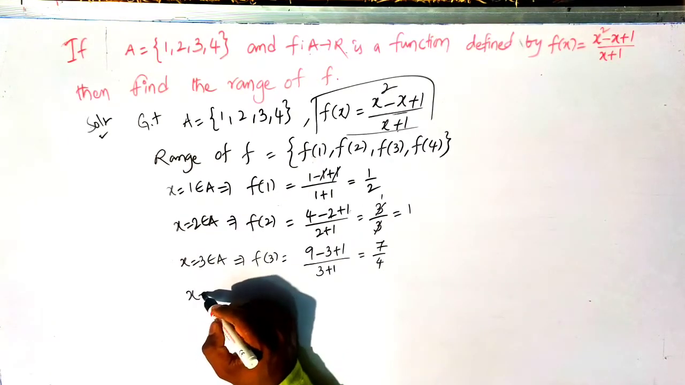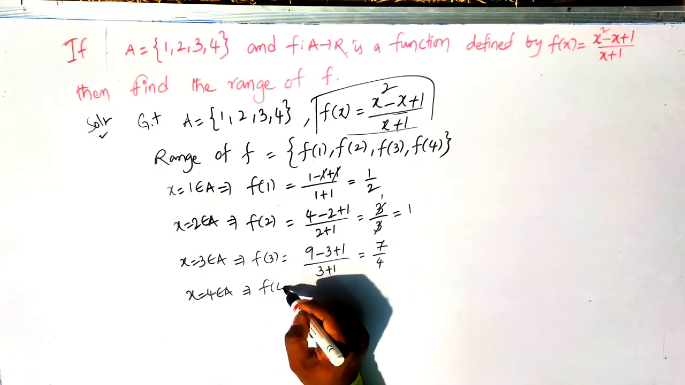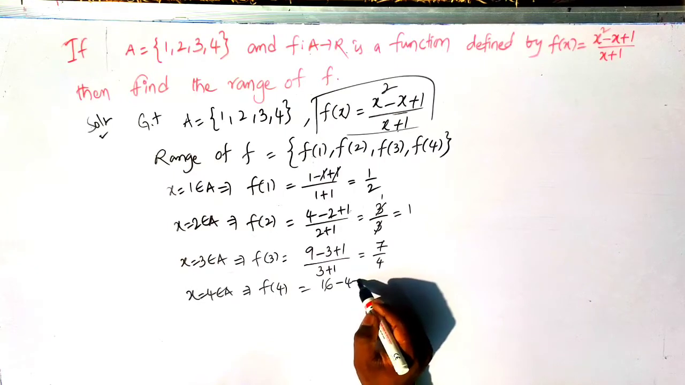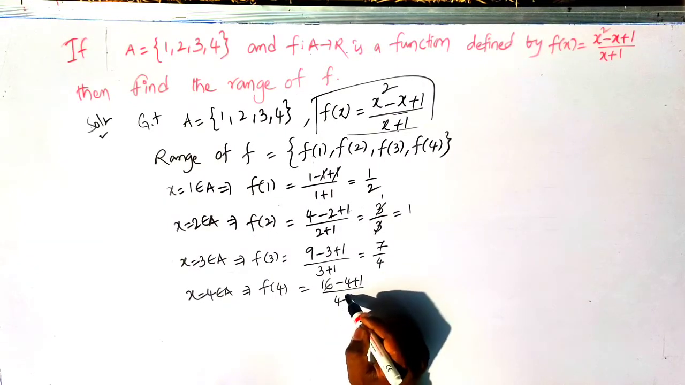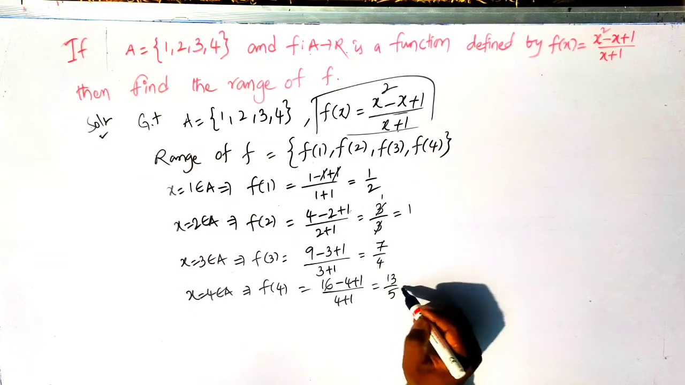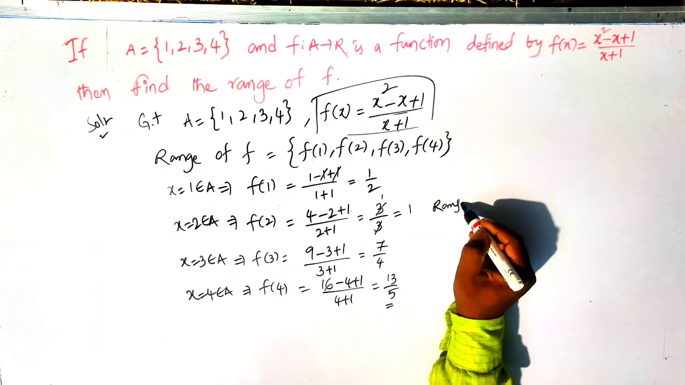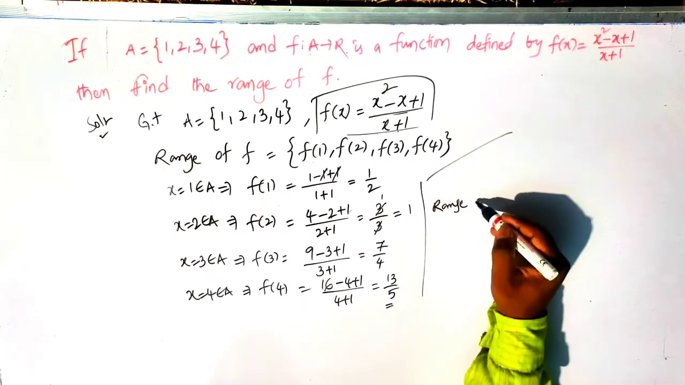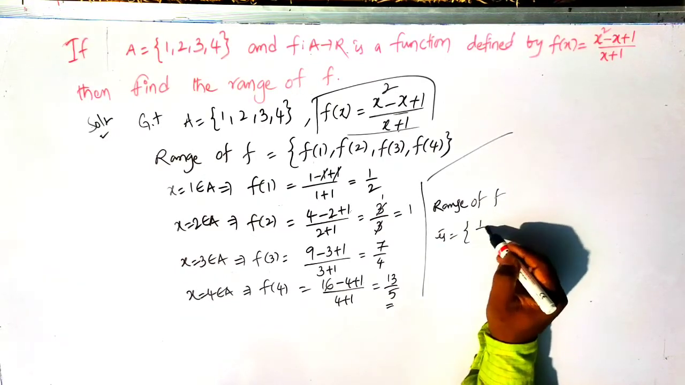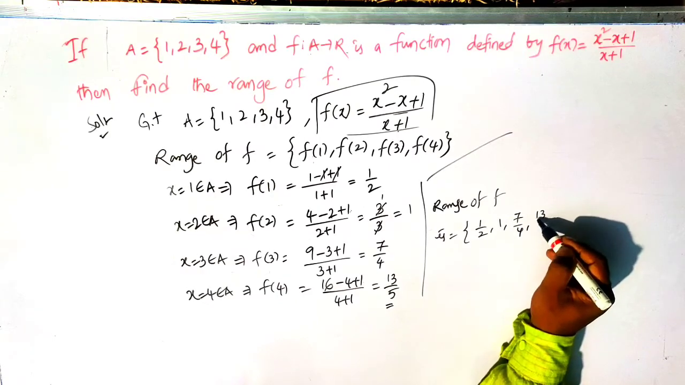So x equals 4, that also belongs to A. So f of 4 is equal to (4 square, 16 minus 4 plus 1) divided by (4 plus 1). So what we get is 17 minus 4 is 13, by 4 plus 1 is 5. So therefore the range of f is 1 by 2, 1, 7 by 4, 13 by 5.